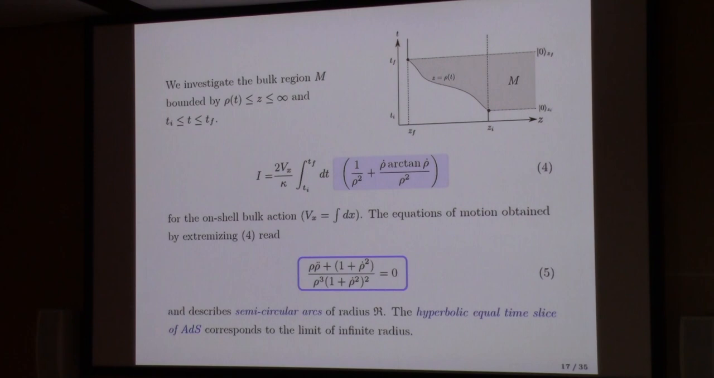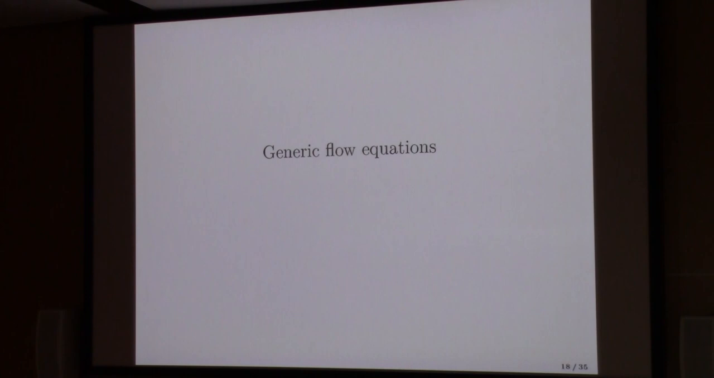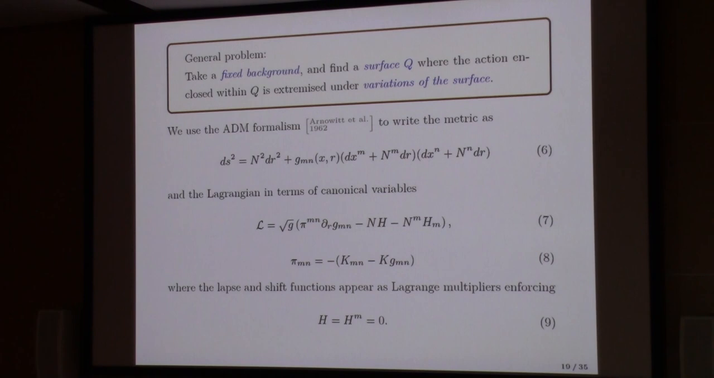So this is a very simple calculation that we were interested in. But obviously, we made a lot of symmetry assumptions, so we were interested in generalizing this, in understanding it better. This led us to deriving what we call these generic flow equations. To remind you, essentially the problem that we are posing for ourselves is simply that we take a fixed background. We take the gravitational action, we don't vary with respect to the dynamical metric, we take the metric fixed, and then we have a surface Q, and we calculate the value of the action enclosed inside this surface, and then we do variations of the surface, and we want to figure out under which conditions on the surface this is going to be stationary. So we want the equations of motion for the surface, not for the bulk metric.